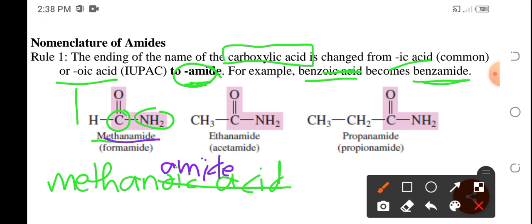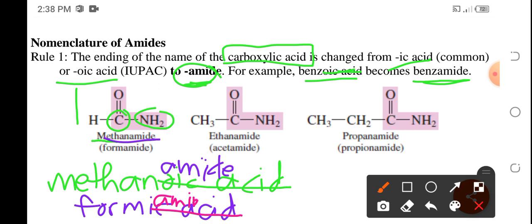And this methanoic acid has a common name, formic acid. So originally, it is formic acid. But as a rule, we drop the ic acid for the common name and affix the suffix amide. So therefore, the common name is formamide. So rule number 1 simply says: get the carboxylic acid, drop the ic acid or the oic acid, and then add amide.